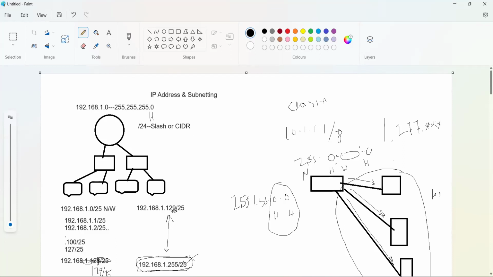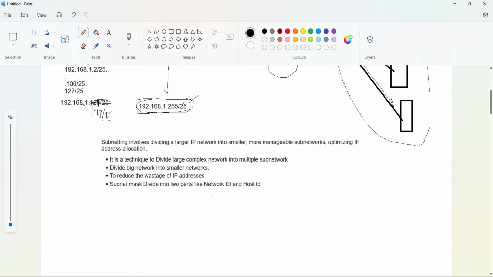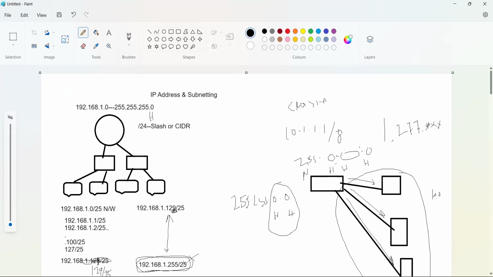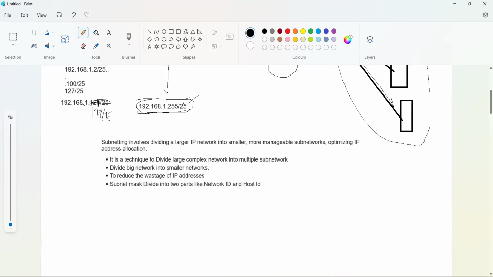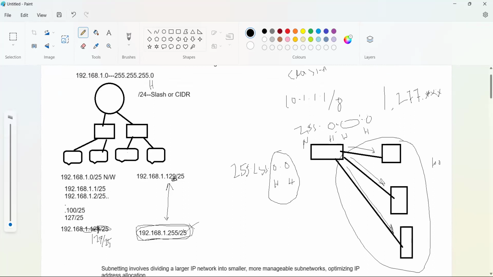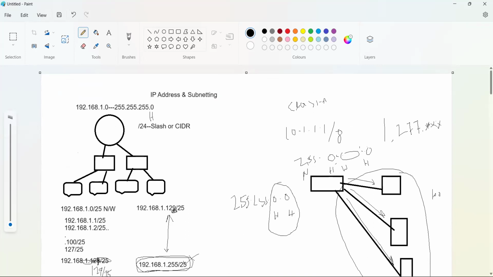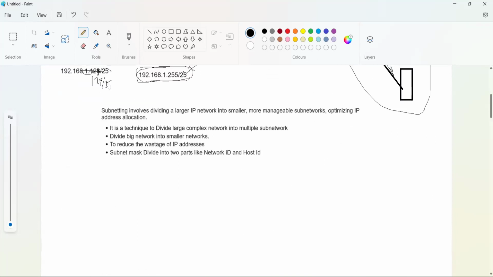Up to 254 users only. But in class C, class B, class A, we can likewise assign the networks. Divide a big network into smaller networks. This is a big network. We can divide it into smaller networks based on our requirement to reduce the wastage of IP addresses. We know how we are using this to reduce the wastage of IP addresses.